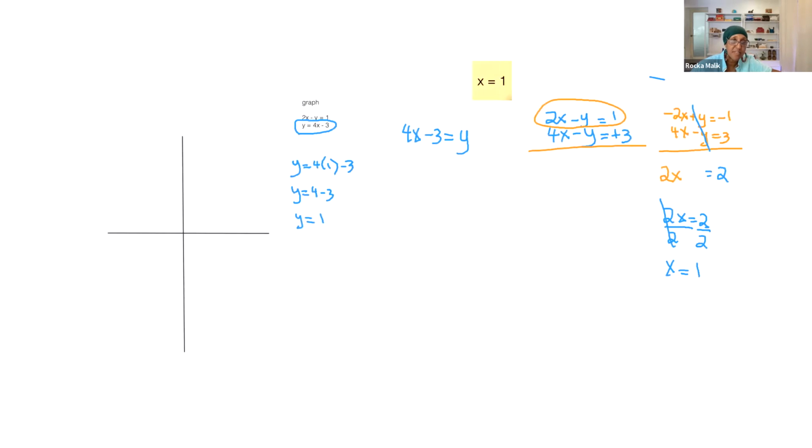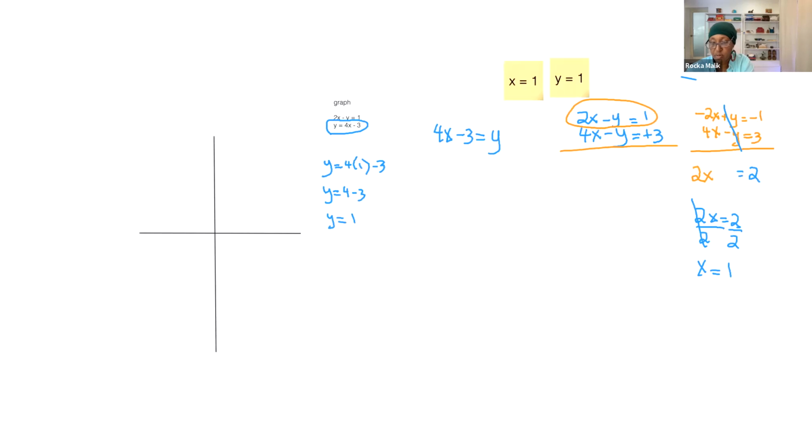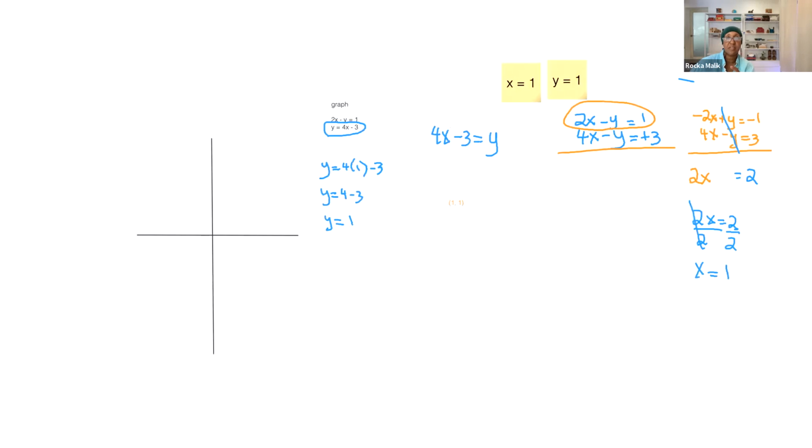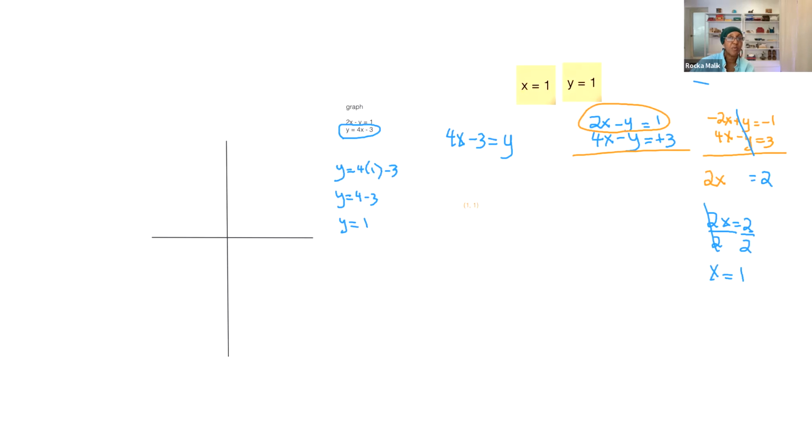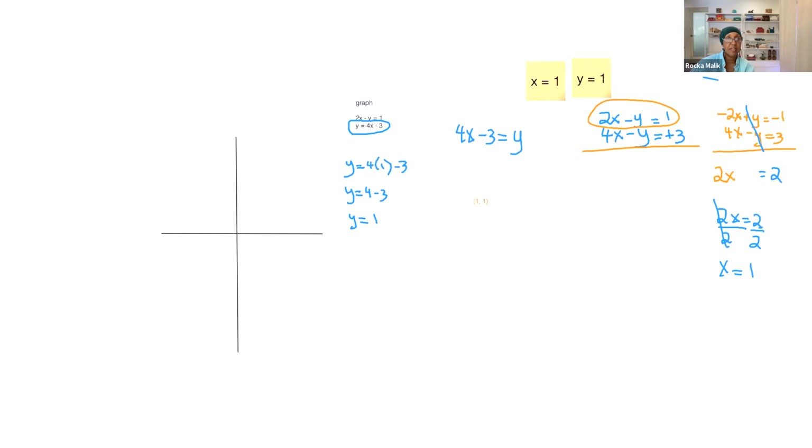So my 1 point that would be a solution to both equations is x equals 1, y equals 1. So the point is 1, 1, 1 comma 1. So if I were to graph both of these lines, it would meet at this point. Because this is the 1 point that works in both equations. Okay, let us graph it and see if that is true.